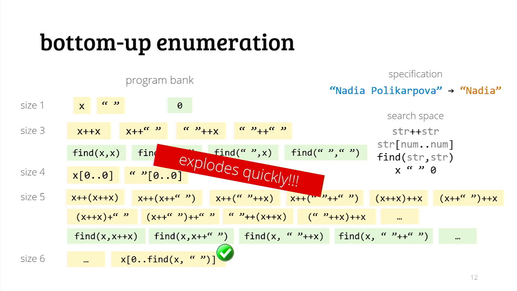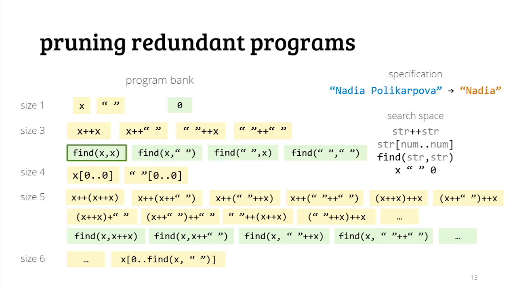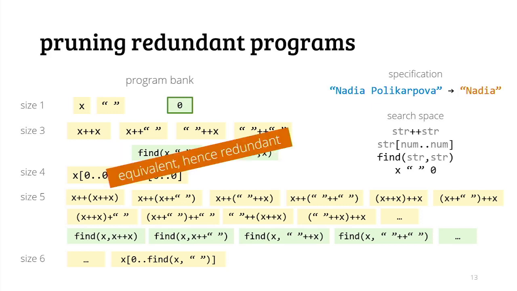Well, the idea is some programs in this bank are actually redundant, right? And so what do I mean by that? So for example, if I look at this program, find xx, do you think it's equivalent to some program that we already have in this bank, some different program? Which one? 0, right? Because this will always return index 0. So it is equivalent to that program 0. There's another one that's just like that, right? And so the idea is, well, we don't have to keep those redundant ones, right? So the redundant ones, we really should remove, OK?